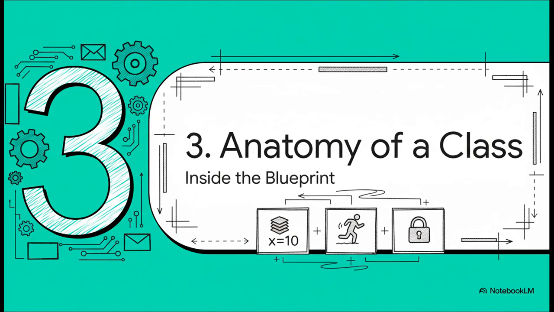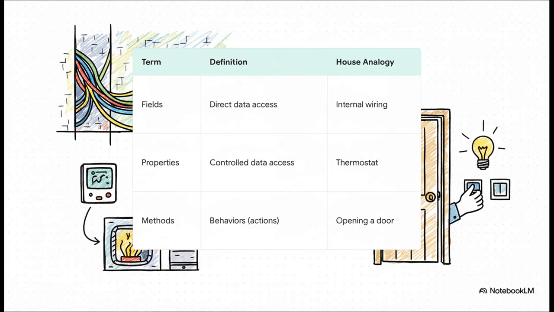So what's actually inside one of these blueprints? What makes them work? Well, let's pop the hood and take a look. A class is really made up of three main parts that define what it is and what it can do. First up, we've got fields. The best way to think about these is like the internal wiring of the house. It's the raw data, it's absolutely essential, but it's hidden away behind the walls for a reason.